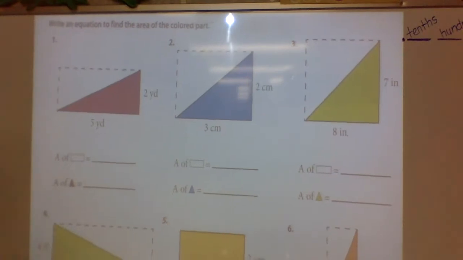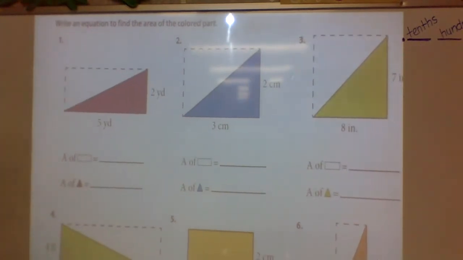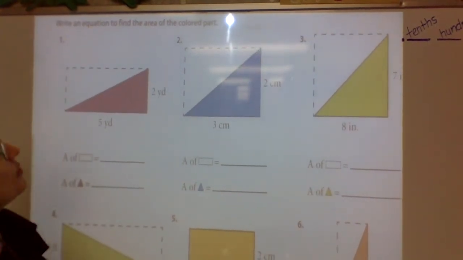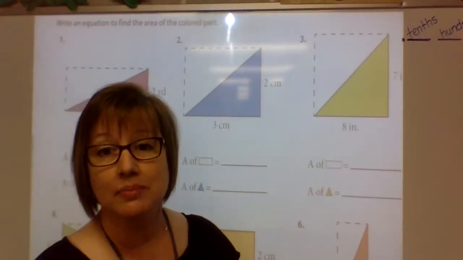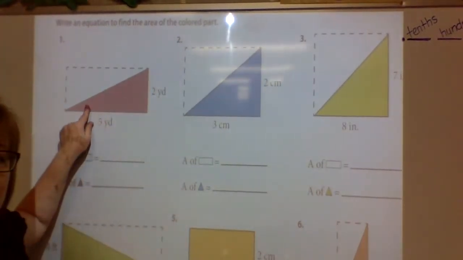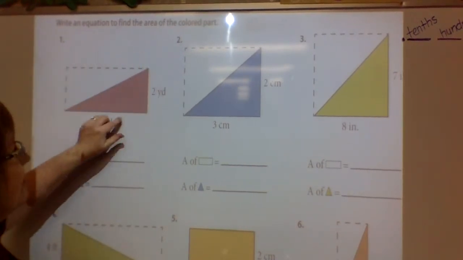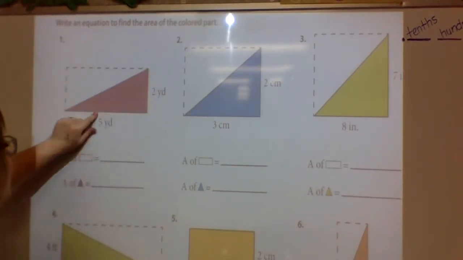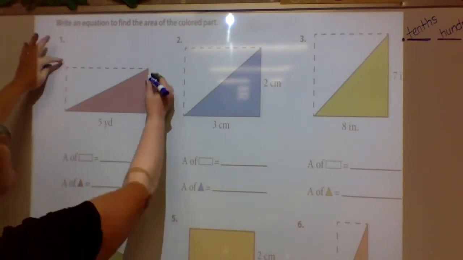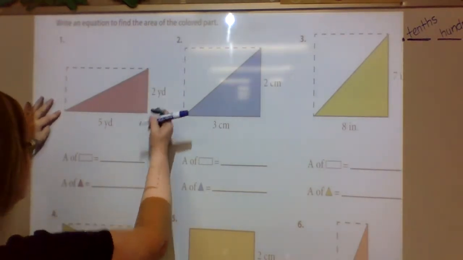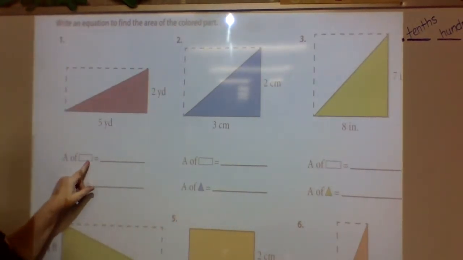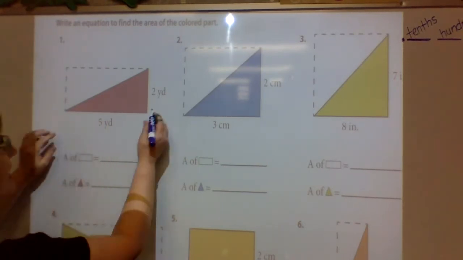So, get your pencil out. Number one, this is page 255. It says to write an equation to find the area of the colored part. So you can easily see that colored triangle, right? Okay, but the rectangle is 5 times 2. These two lines are 5 yards, these two lines are 2 yards. So the area of the rectangle is 5 times 2.